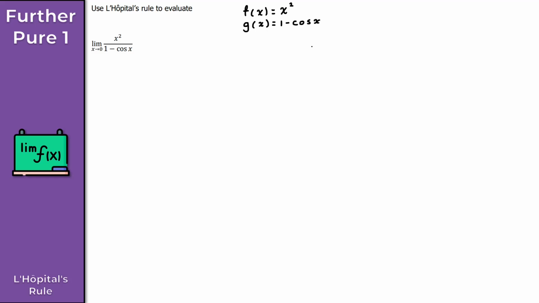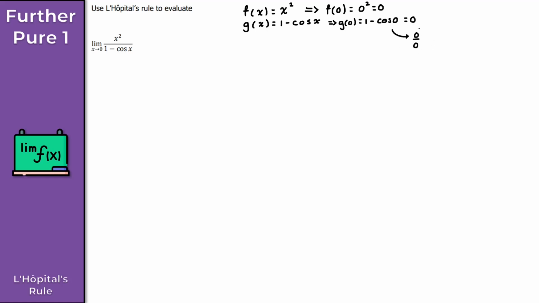Now again, before we can apply L'Hopital's rule here, what we need to check is whether we have an indeterminate form. So let's take this value here that x tends to. In this case, x tends to 0, and we substitute that into these two functions f and g. So f of 0 is 0 squared, which is just 0. And then g of 0 is 1 minus cos of 0. Cos of 0 is 1, so we get 1 minus 1, which is 0. So what we've got here then is 0 over 0.